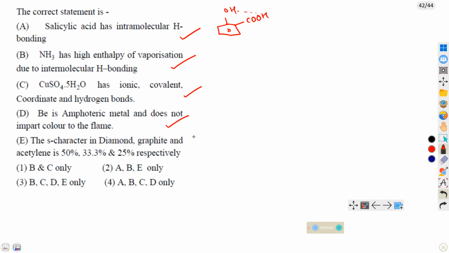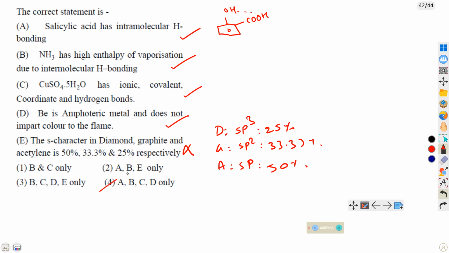The s character of diamond. Diamond undergoes sp3 hybridization. S character is 25%. Wrong. Graphite undergoes sp2 hybridization. S character is 33.33%. Acetylene undergoes sp hybridization. S character is 50%. So A, B, C, D are the only correct statements.